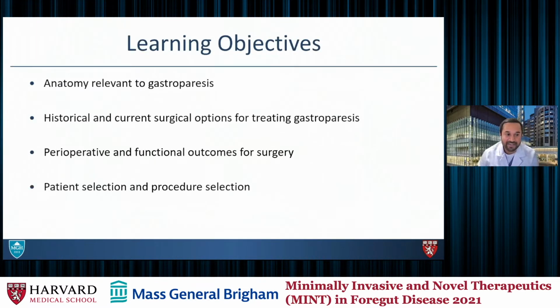The learning objectives: we'll look at the anatomy relevant to gastroparesis. We'll look specifically at the historical and current surgical options for treating gastroparesis, and then dive into the perioperative and functional outcomes of the surgery, and look at the importance of patient selection that Dr. Krishnan previously mentioned, and procedure selection as well.